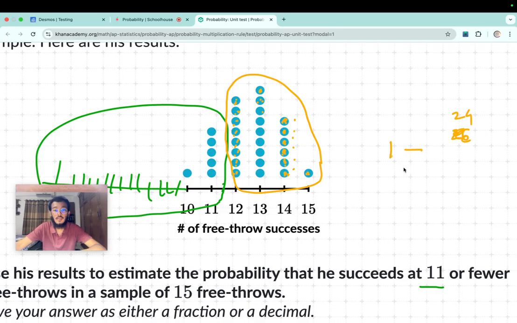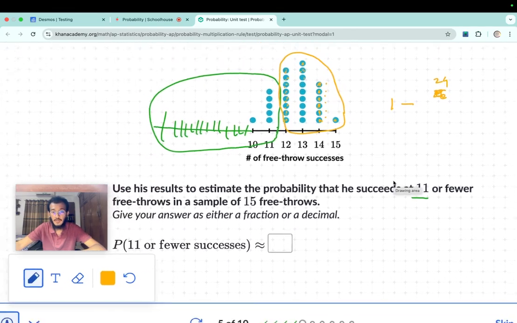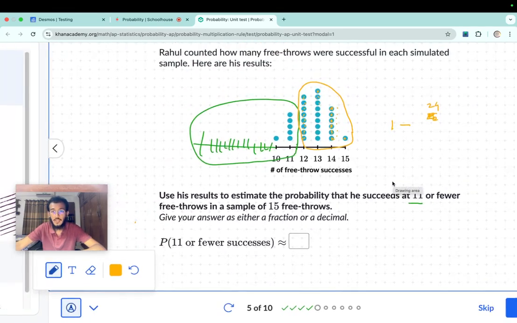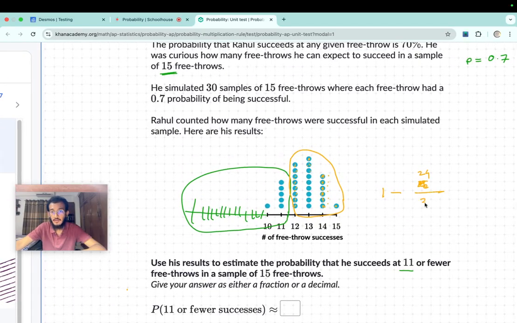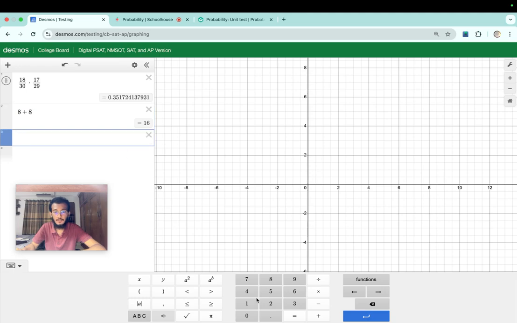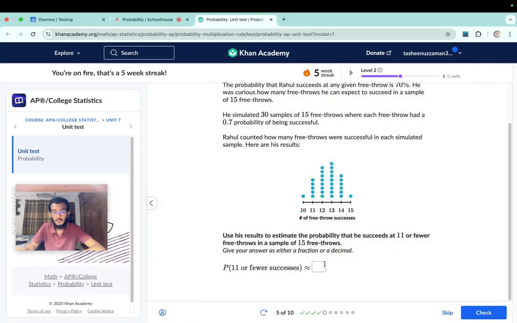Anyway, so we are trying to find the probability of 11 or fewer successes. In total, we have 30 samples like this. So 1 minus 24 by 30 should be our answer. 1 minus 24 by 30 is 0.2. So our answer should be 0.2.